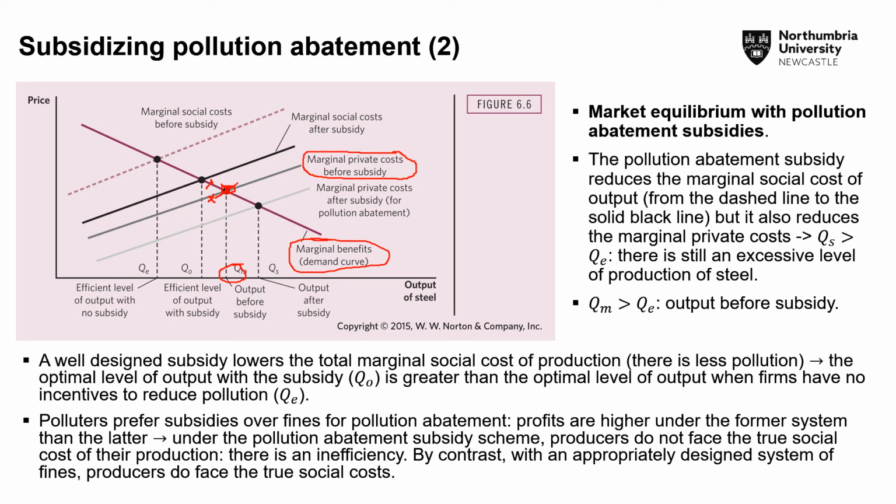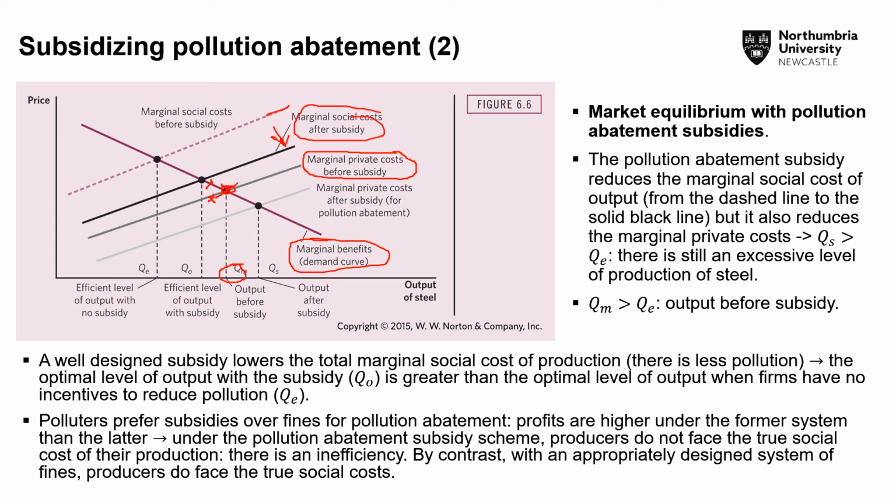Well, by using a subsidy in order to get firms to invest in pollution abatement equipment, what we do is we lower the marginal social cost. So this is the cost now that is borne by society of the externality. By subsidizing pollution abatement equipment, the marginal social cost curve shifts downwards. So this is the marginal social cost curve after a subsidy has been provided.